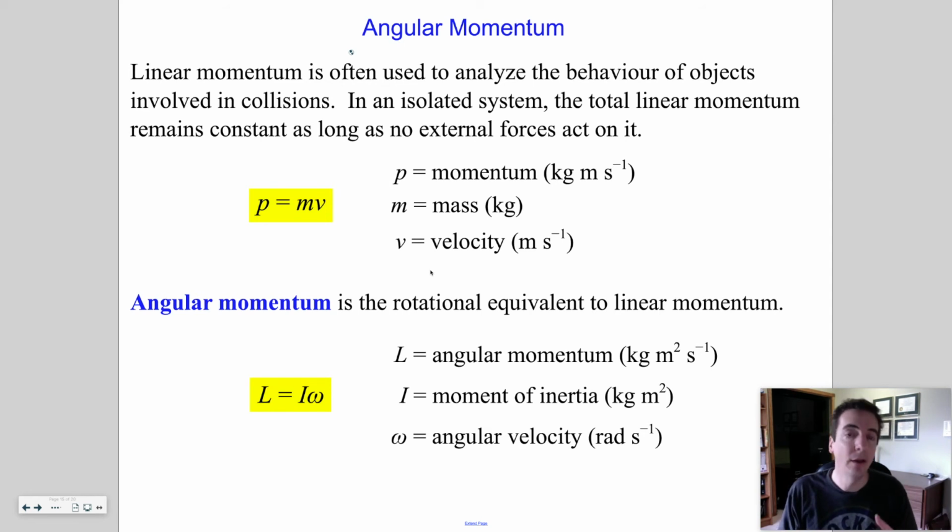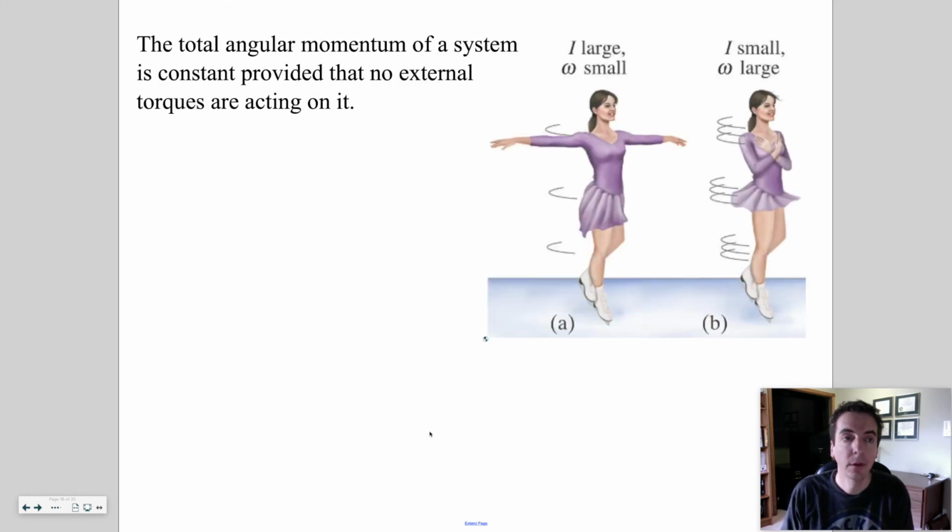Now we've got angular momentum. We're not dealing with mass anymore, we're dealing with moment of inertia. We're not dealing with linear velocity, we're dealing with angular velocity, not in meters per second, but in radians per second. So the formula is analogous, just different symbols. Angular momentum, represented by capital L, is the rotational equivalent to linear momentum. So p equals mv, L equals I omega. The total angular momentum of a system is constant, provided that no external forces are acting on it.